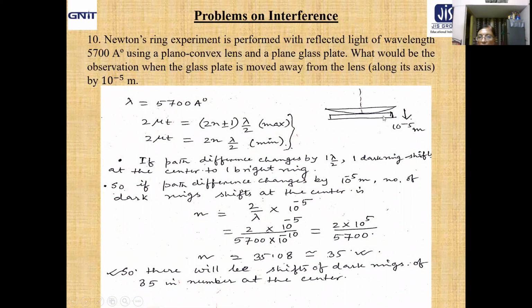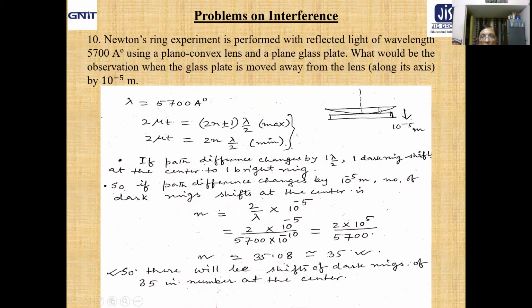This is the plain glass plate and this is the plano-convex lens. Normally, they are kept in direct contact. That means at this point t equal to 0. Now it is told that you move the glass plate away from the lens. That means it will move away from the lens along its axis. So, by which amount? 10 to the power minus 5 meter.